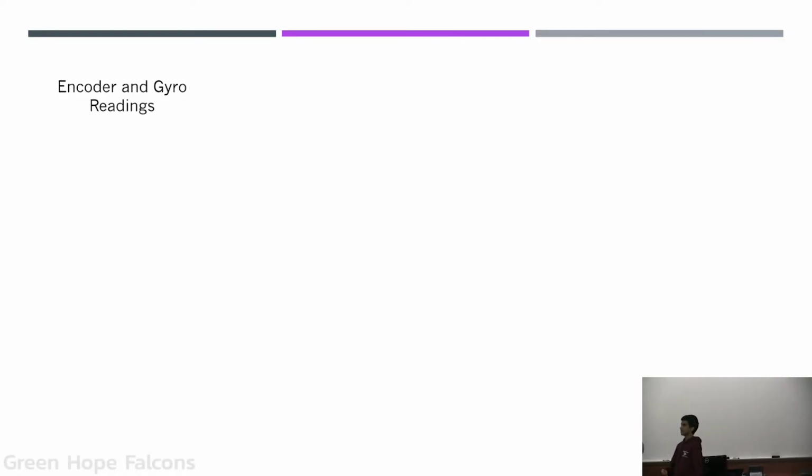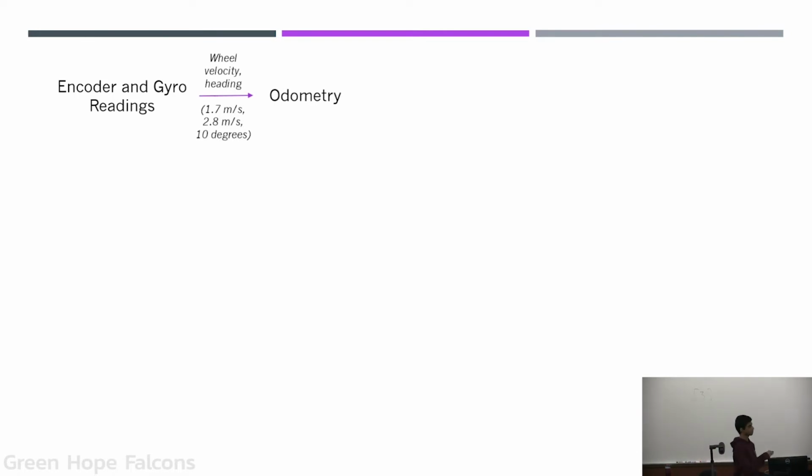So let's talk about how all of this works. You have your encoder and gyro readings, and this goes into odometry. As an example reading, let's say your left side is going at 1.7 meters per second, your right side is at 2.8 meters per second, and your robot angle is 10 degrees. And all of that goes into something called odometry.